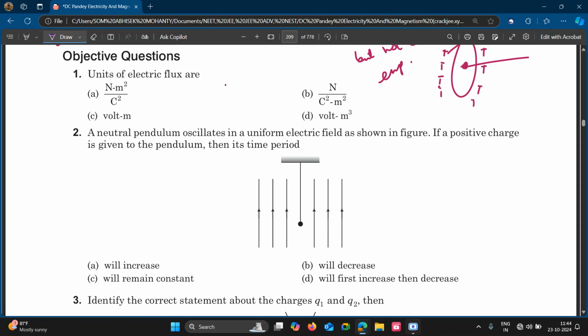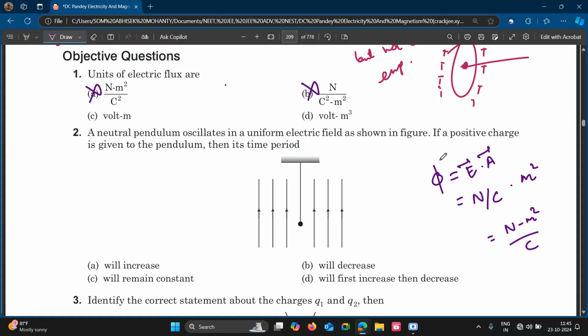Units of electric flux. Electric flux is simply phi equals E dot A. E is Newton per coulomb, A is meter square. So Newton meter square per coulomb is one option. But this is coulomb square, so this is wrong. Newton meter square, this is wrong.